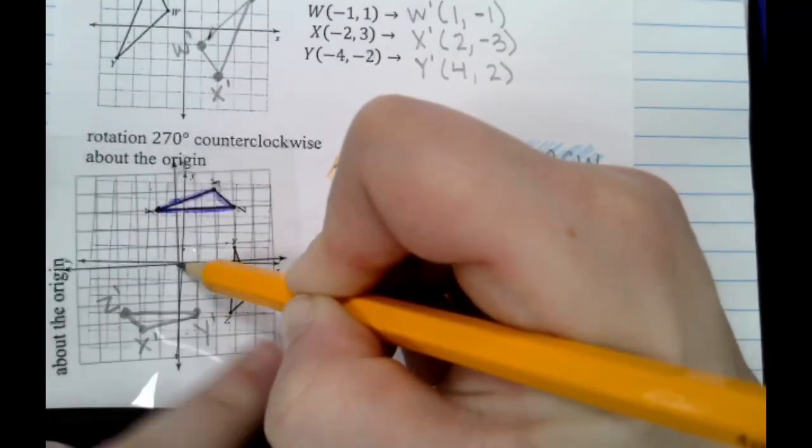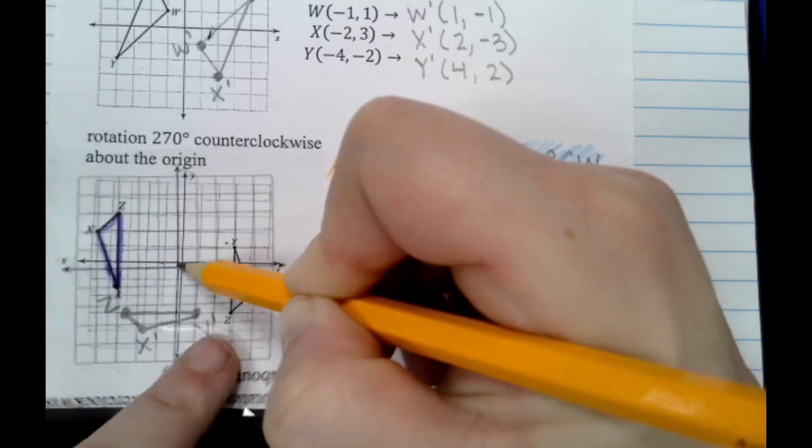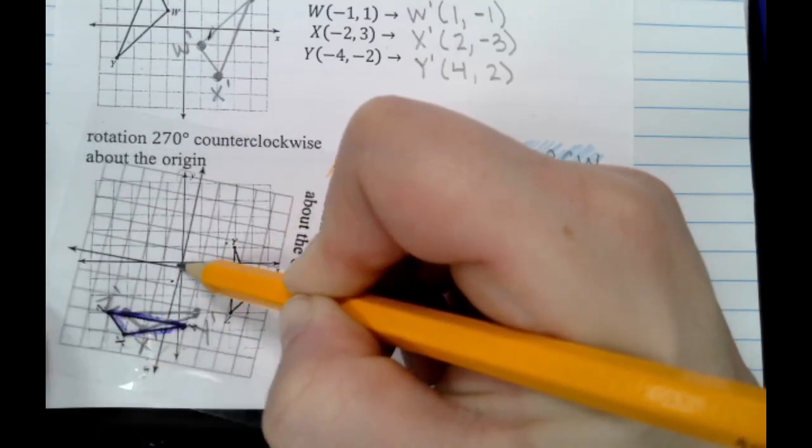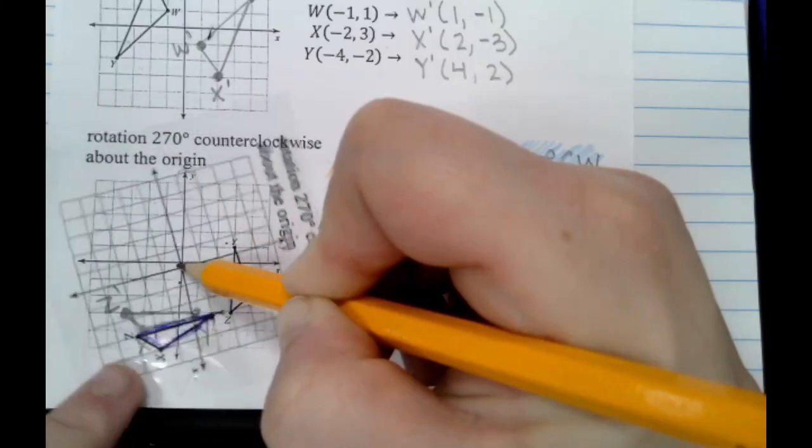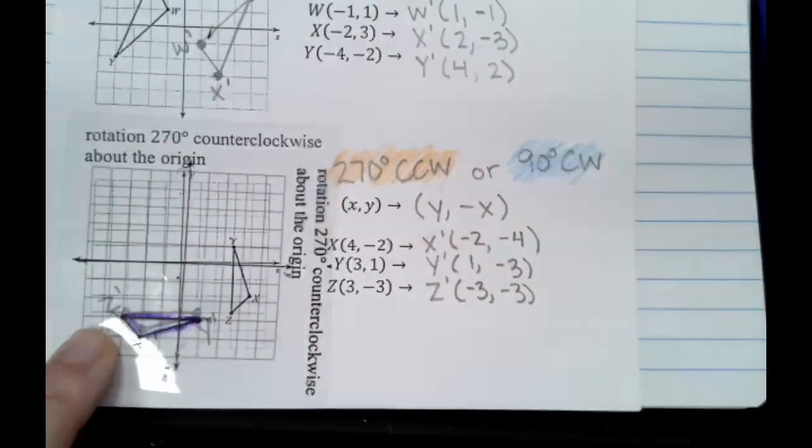You can go the long way, 90, 180, 270, or you can go the short way, which is just going from 360 to 90. I think Alex always does the short way. They always go to that 90.